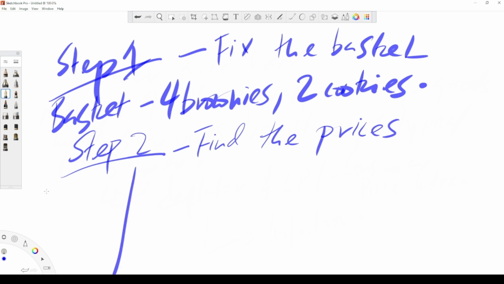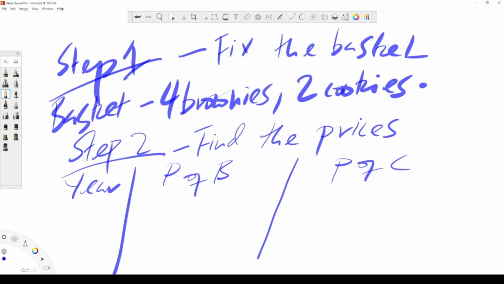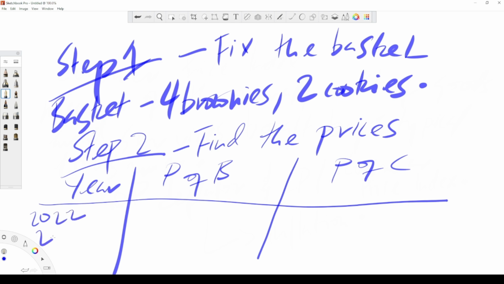This is for year, this is for price of brownies, shortened to B, and price of cookies, shortened to C. So we have 2022, 2023, and 2024. Let the price of brownies be 1, 2, 3, and the price of cookies be 2, 3, 4.